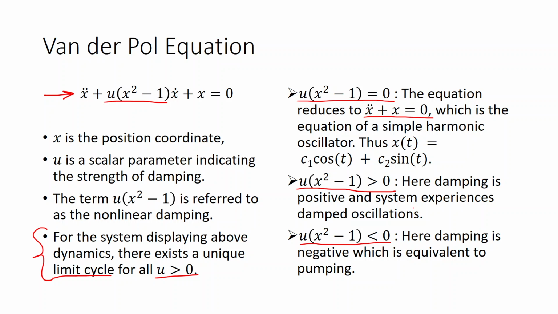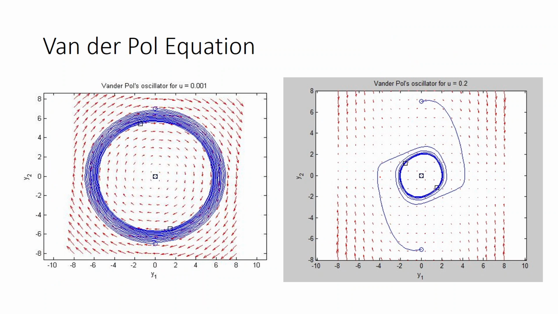Damped oscillations means your oscillations will die down. As we know, in a second order system response we have oscillations, but they die down in time. However, in pumping, the oscillations will increase with time. So that is the thing. Now we look into what we call limit cycles.